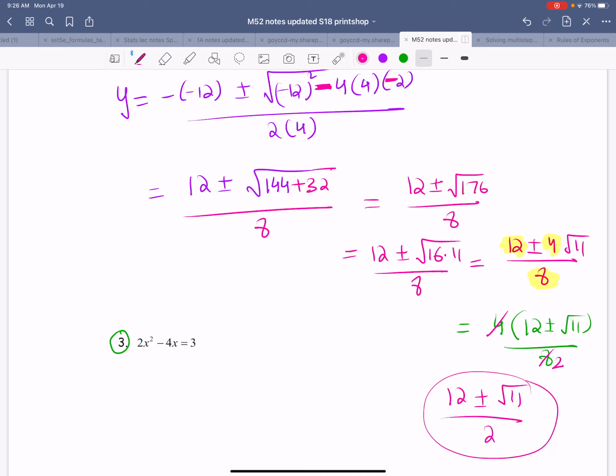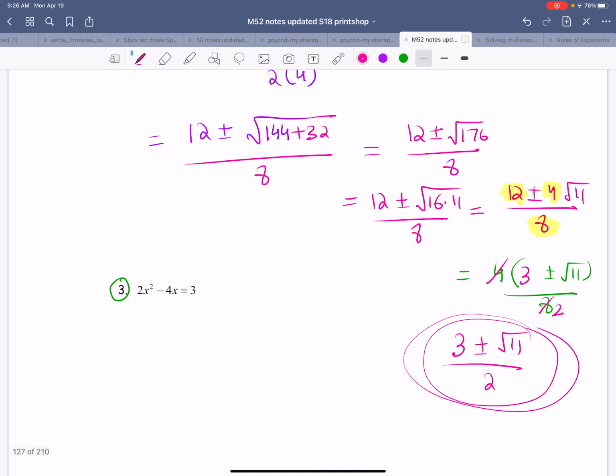And that is my final answer. We cannot simplify it any further. Oh, one second. Not correct. Because when I factored the 4 out, I didn't factor it from 12. We are factoring the 4 from the whole numerator. So this would be 3 plus minus root 11 divided by 2. And that's my final answer. Okay, awesome. Again, you can split into two answers, write one with the positive, one with the negative, or you can write them combined with plus minus in the middle.